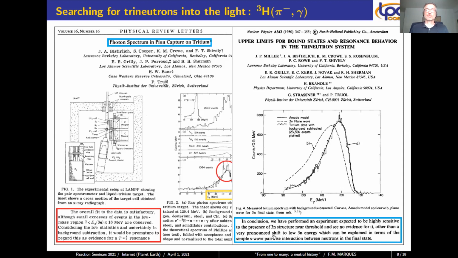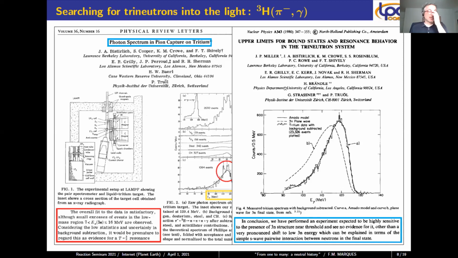So you see here the conclusion saying that this experiment was done in order to be sensitive to any structure near threshold, bound or unbound, and they see no evidence for it. So this is a very beautiful result already in 1980 for the 3 neutron system.